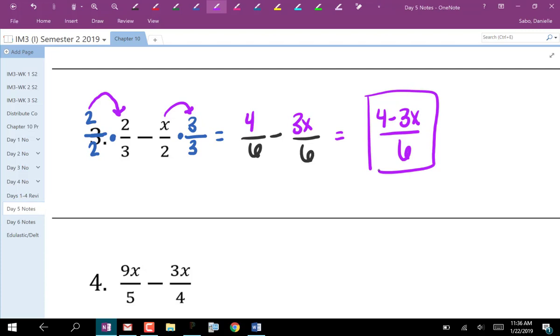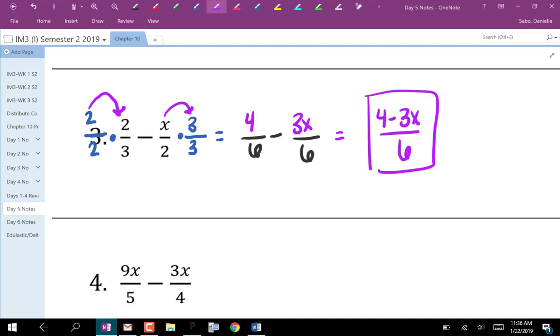How are you doing? Decent? How would you know to multiply the right fraction by 3? Because my goal is to get 6, and I currently have a 2. So 2 times 3 would get me 6. So that's how I know I have to use 3.